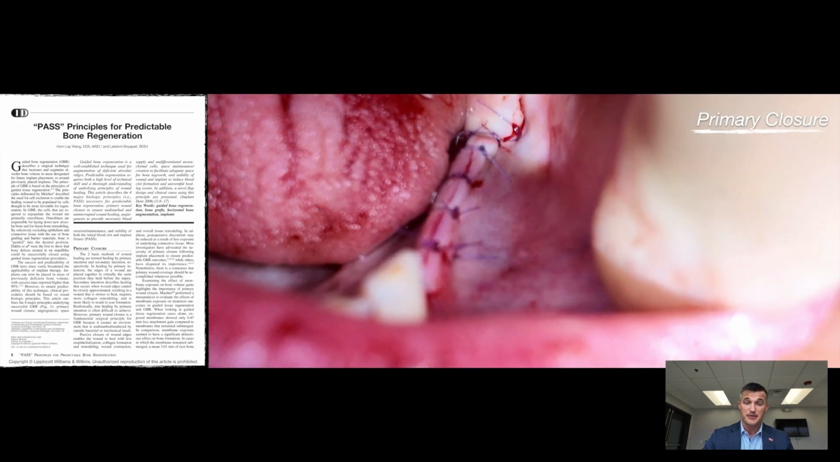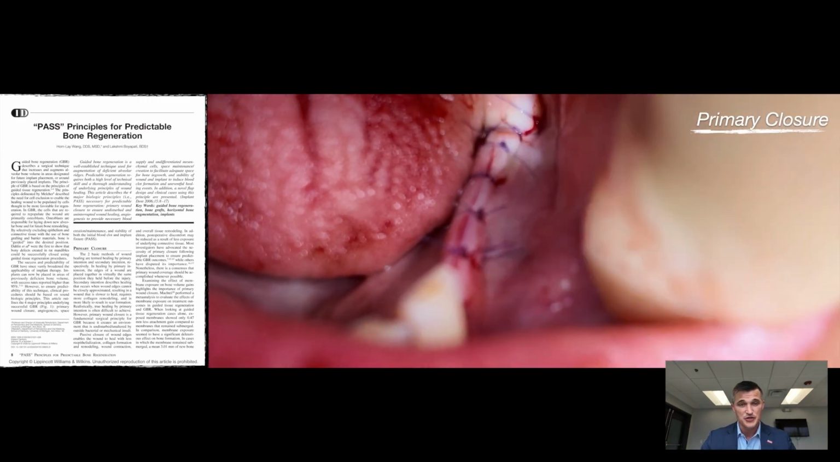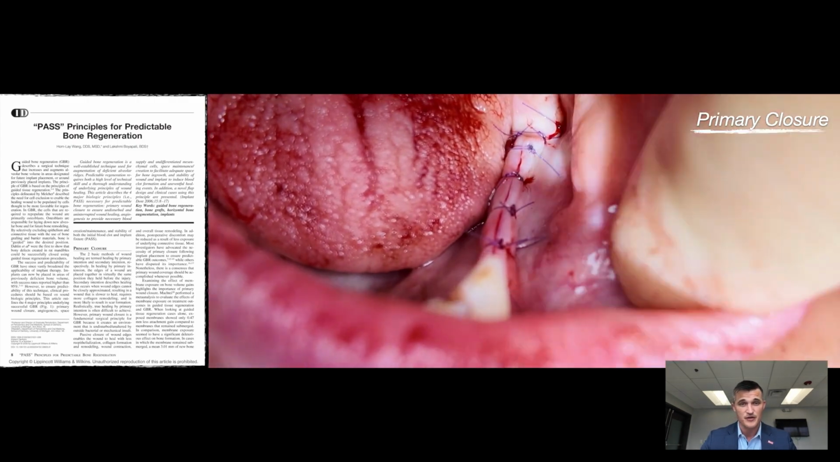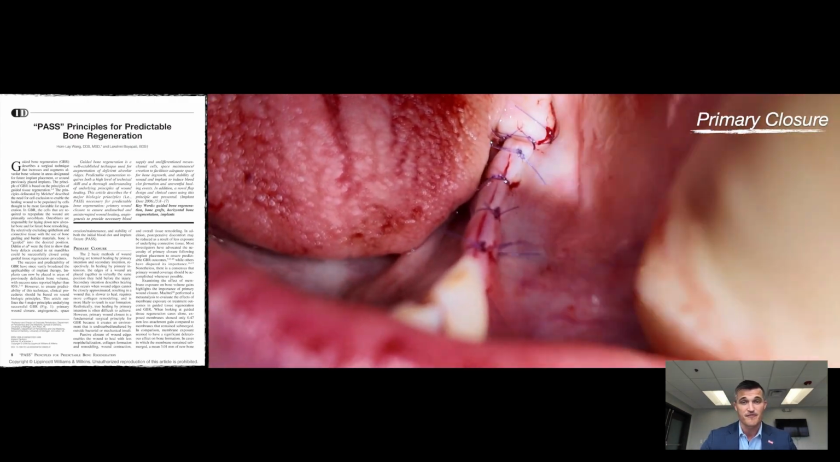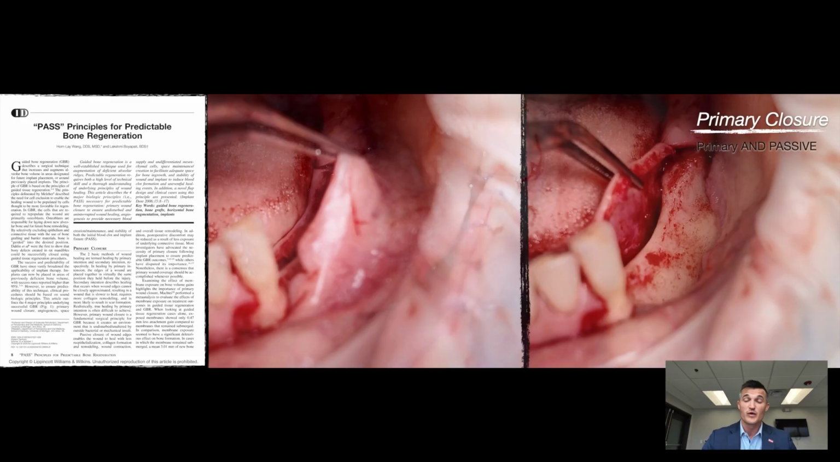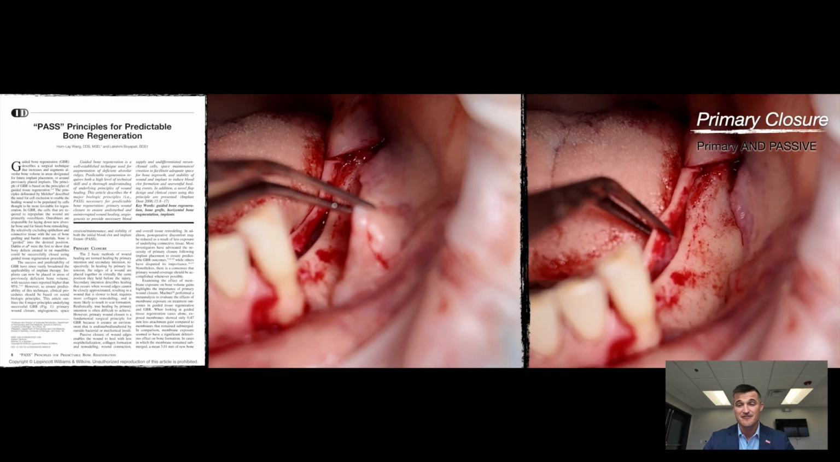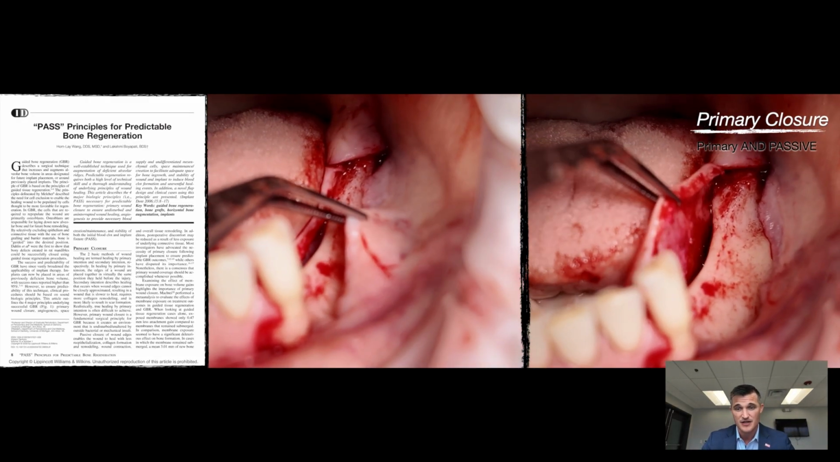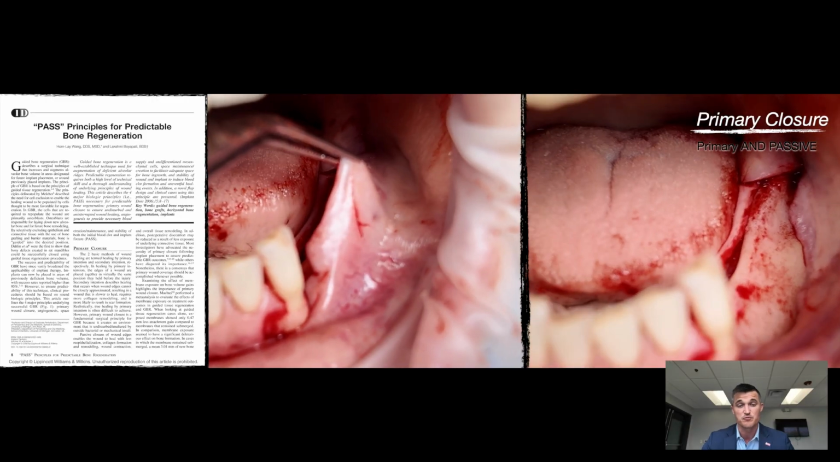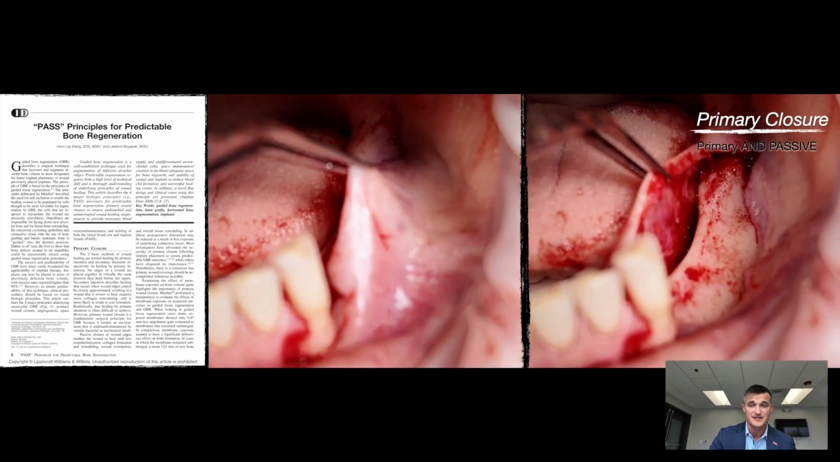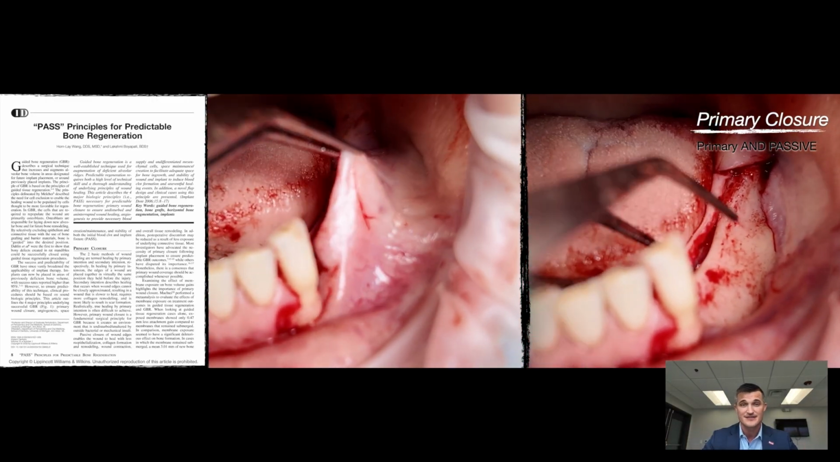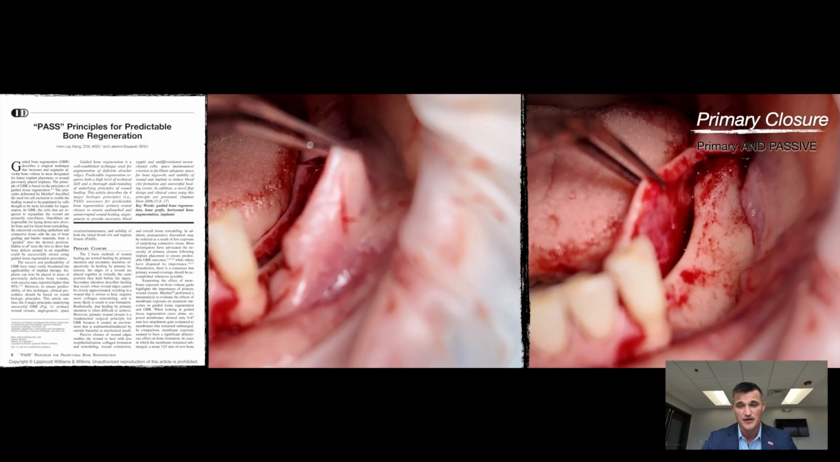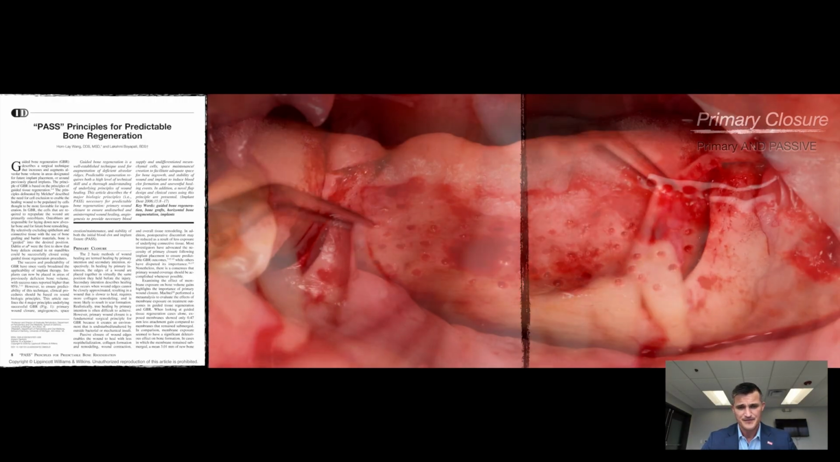The first letter, P, stands for primary closure. We know that we need to have primary closure so that we have a protected environment for bone to heal and grow. We need that closure to also be passive in nature, which is why you see here for these posterior ridge augmentations, we do both buccal and lingual releases. So we have optimal release and tension-free closure for that primary closure.